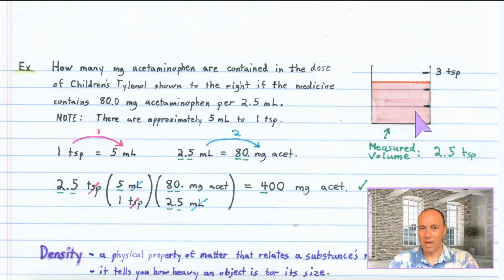Okay, so how much acetaminophen is in this cup if the medicine contains 80 milligrams per 2.5 milliliters? Okay, now this is the same strength as what was in the last problem. 2.5 milliliters of this syrup contains 80 milligrams of drug. So if we can figure out how many milliliters is in this cup, then we can use that same relation, this relation again, to go to milligrams of drug. But this cup right here shows us teaspoons. The lines on the cup are teaspoons. Well, that's just great. We need to know what the volume is in milliliters.